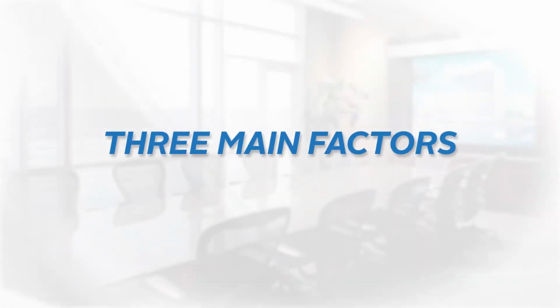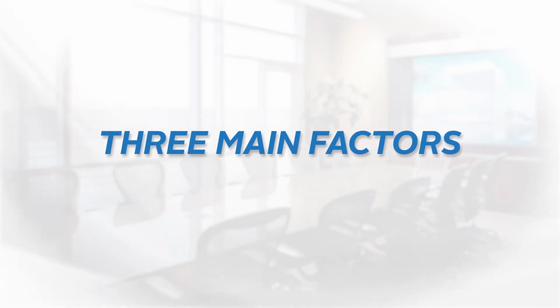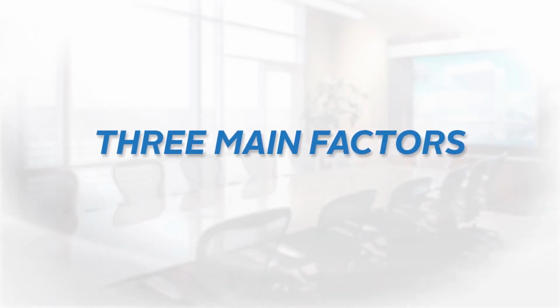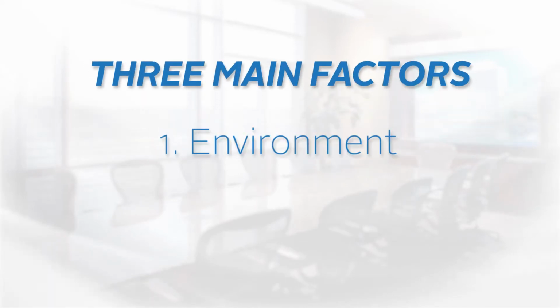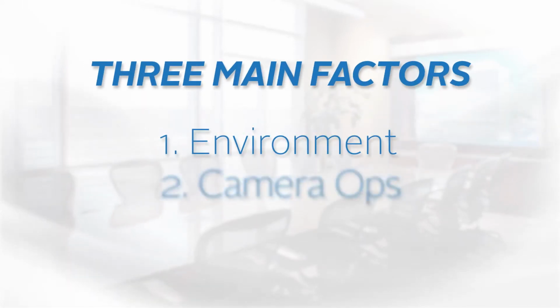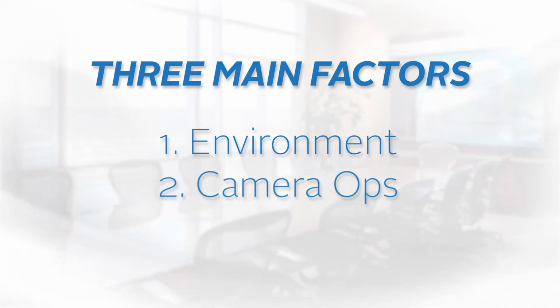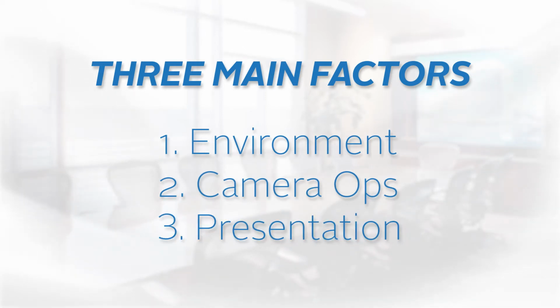There are three main factors to consider when shooting professional video on any type of camera, whether it's in a Hollywood studio or inside your own home. 1. Your environment, or set. 2. Camera placement and operation, or directing. And 3. How you come across while delivering your presentation, or acting.